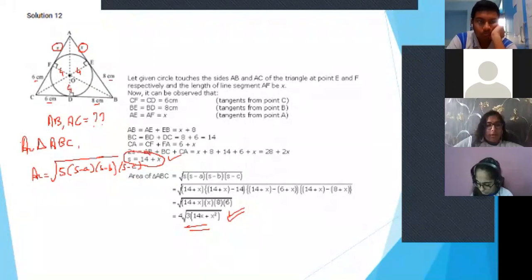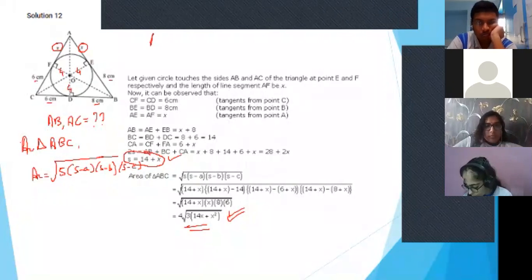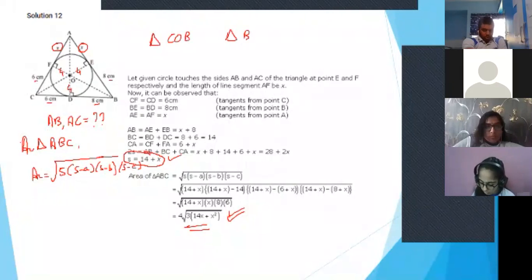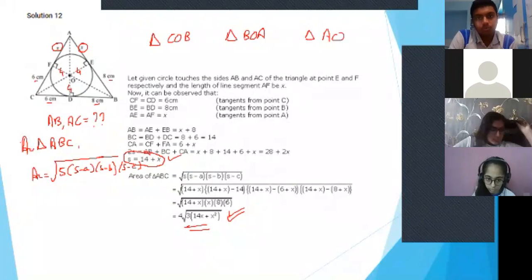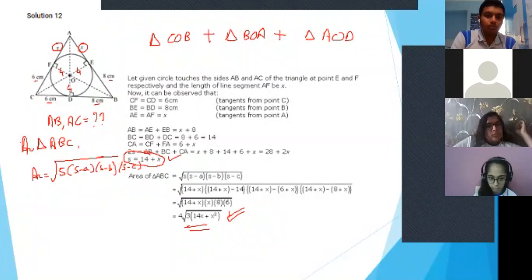COB. Perfect. So this whole big triangle can be divided into smaller triangles, for example triangle COB, then triangle BOA, then triangle AOC. Find out the areas of these small triangles. If you find the area of these small triangles, the addition of their areas should be equal to this big one.